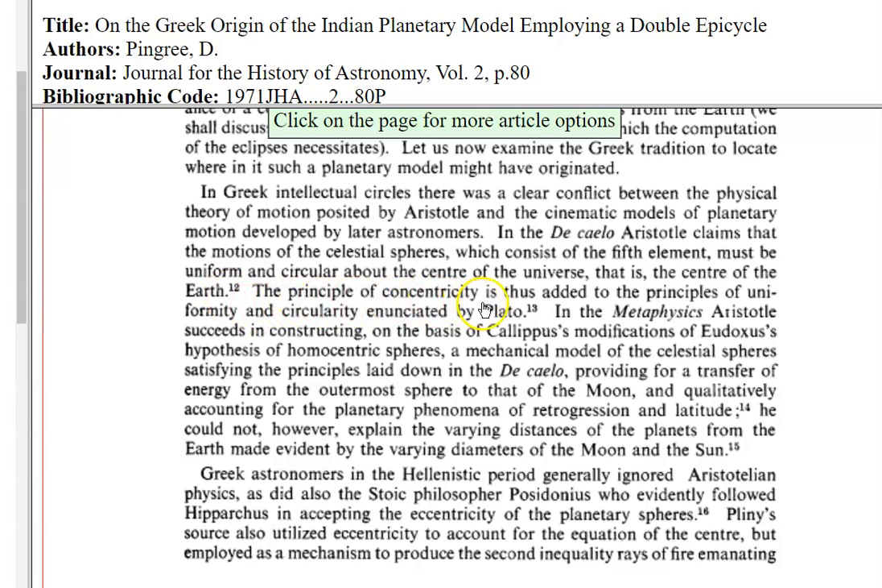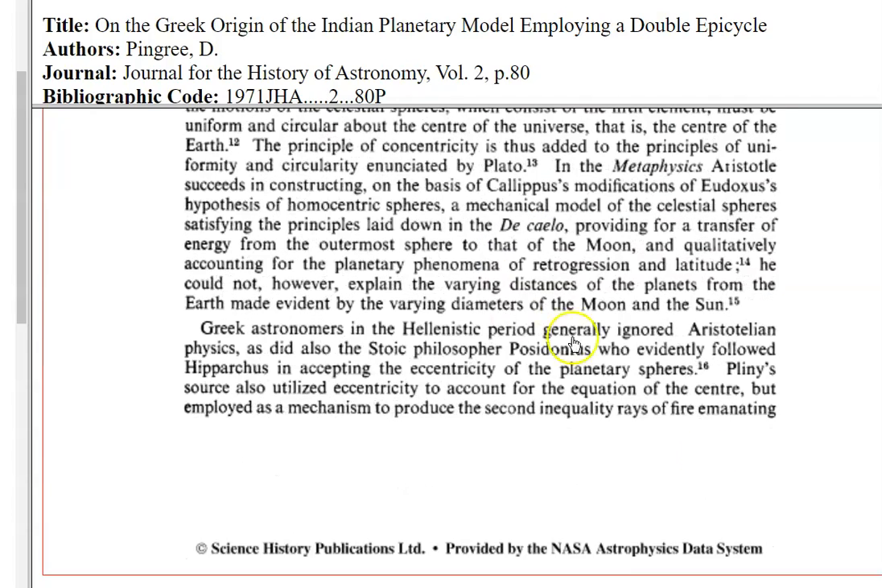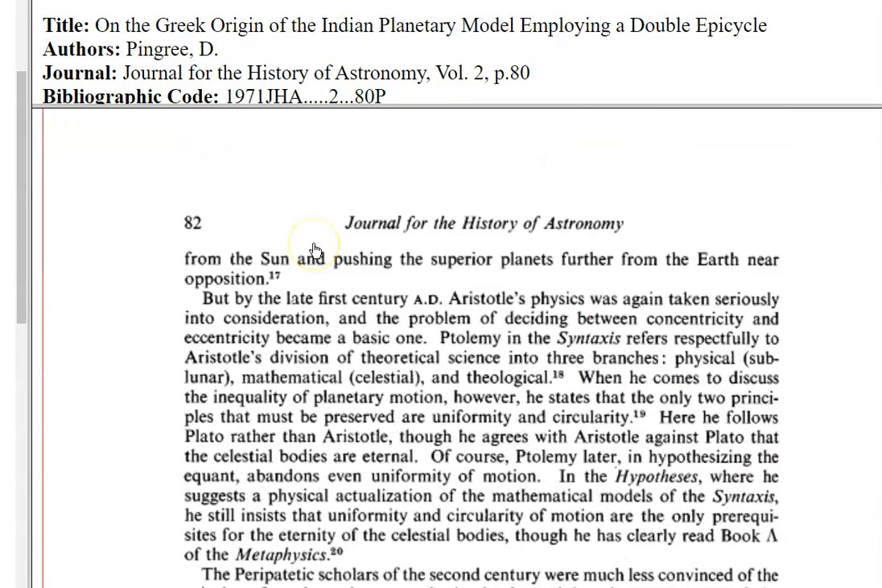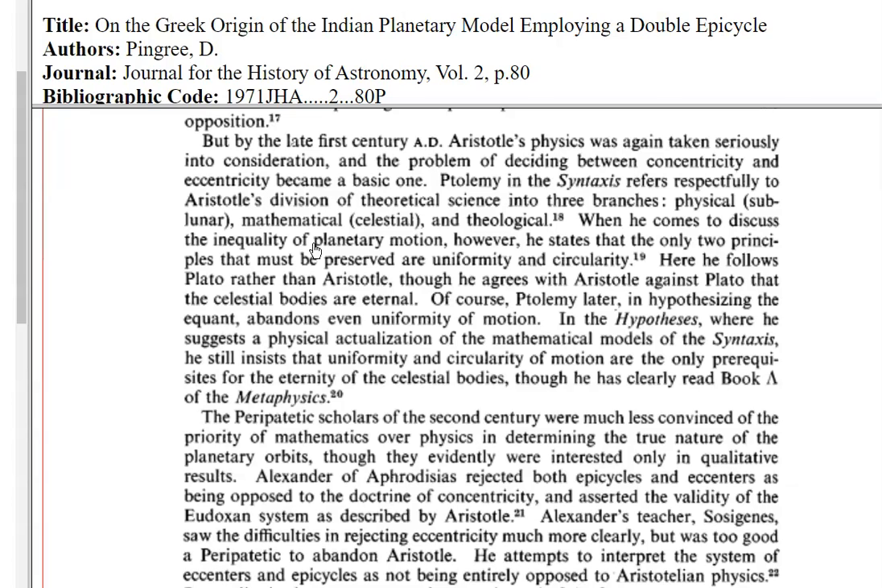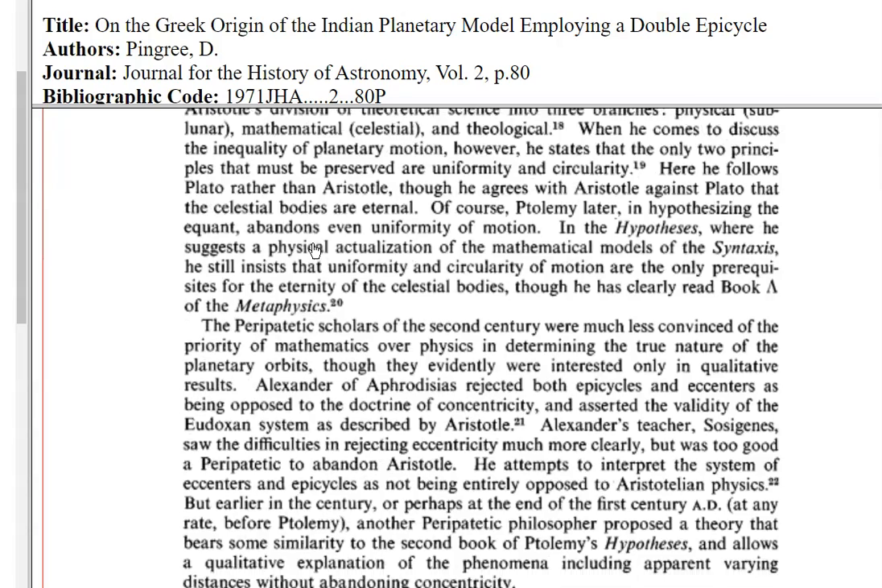The principle of concentricity is thus added to the principle of uniformity and circularity enunciated by Plato. So Plato said the planets go in a circular motion and they go in a uniform motion. And then Aristotle added the concentric part. They go in a circle where the Earth is at the center of that circle. And Plato totally ignored both. So, I discussed all this, so I'm going to skip these. And he goes on to various technical details which we really don't need.